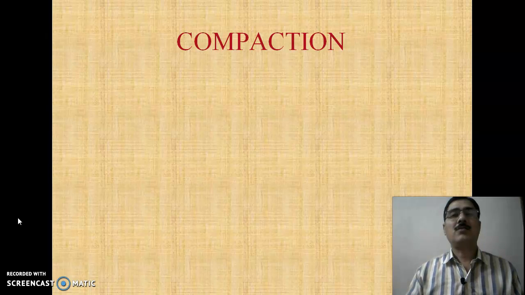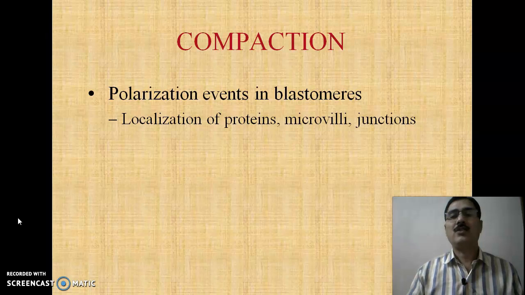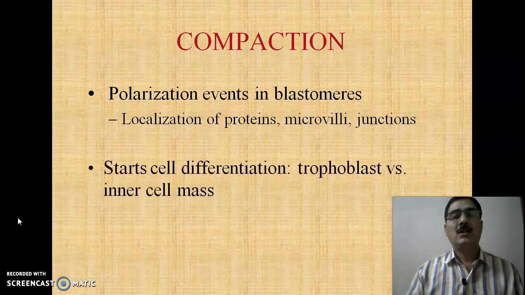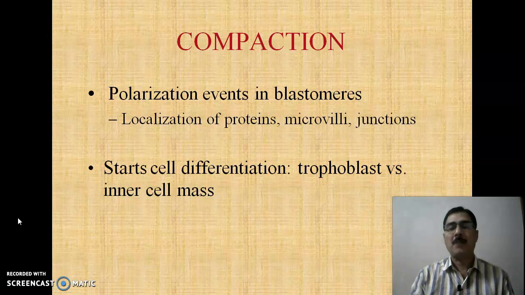Now let us discuss compaction. During compaction, polarization events take place in the blastomeres. There is localization of proteins, microvilli and junctions. It also starts the cell differentiation, which we have already observed in the previous slide, that there is formation of trophoblast and inner cell mass. This trophoblast is responsible for forming the placenta in the case of eutherian mammals.